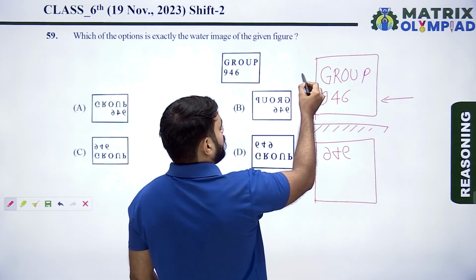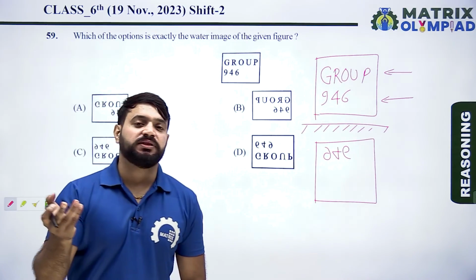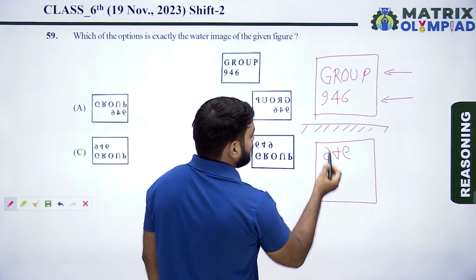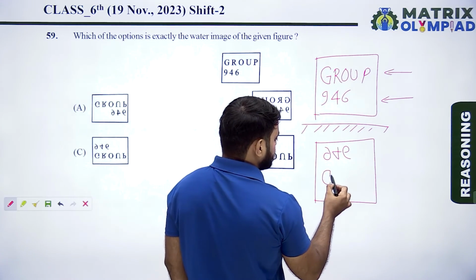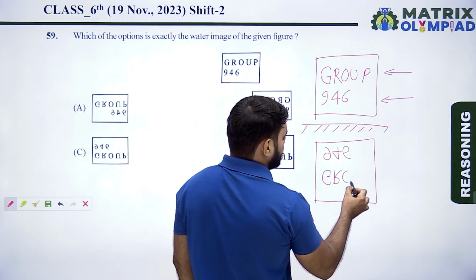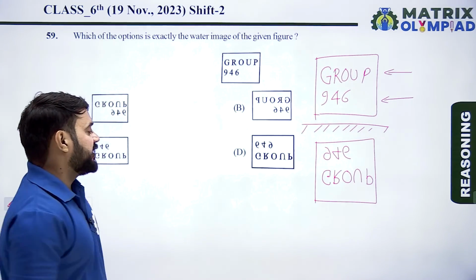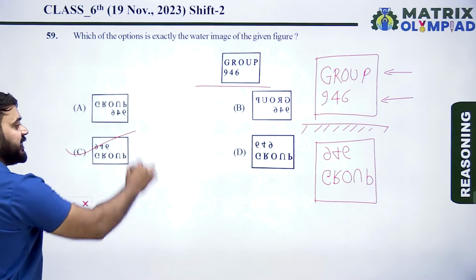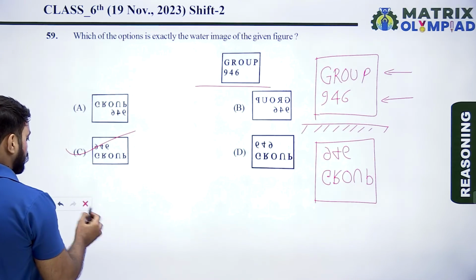Now find the water image of G, because the alphabets are away from the water, so they will remain away from the water in the water image. Then find the water image of G. So the water image of G looks as follows. Now find the water image of R, then of O, of U, and of P. So this is the correct water image of the given figure. So here option C is the correct water image of the given figure. So the right answer is option C. Now let's move on to the next question.